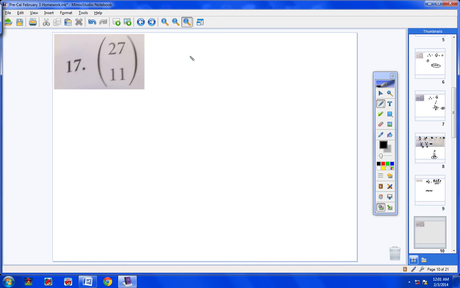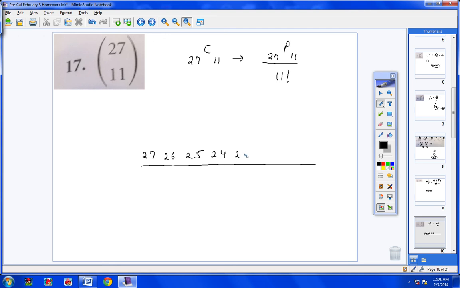Moving on to number 17. All right, we have a group of 27, and we're taking combinations of 11. So our formula would read group of 27, and we're taking permutations of 11 out of that, all over 11 factorial. So in my numerator up here, I would have 11 blanks. So out of 27 options, then 26, then 25, then 24, then 23, then 22, then 21, and then 20, 19, 18, 17.